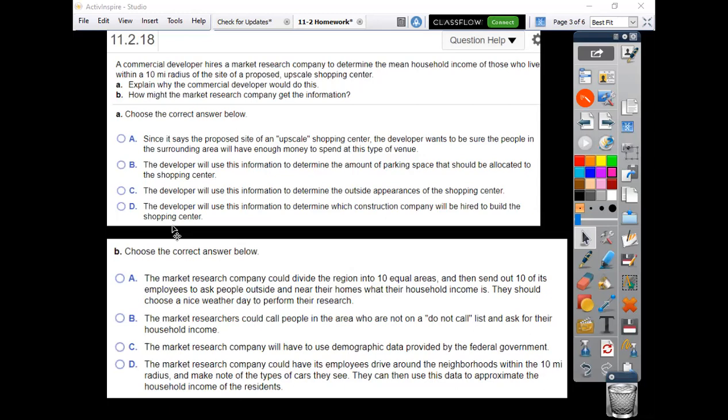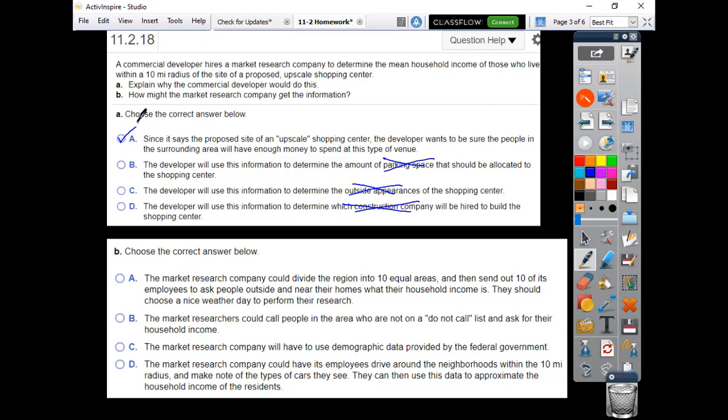It says, since the proposed site is upscale, the developer wants to be sure people in the surrounding area will have enough money. That sounds pretty good. The developer will use this information to determine the amount of parking. I don't think it's parking space. The developer will use this information to determine the outside appearance. I don't think so, they already decided it's upscale. So the developer will use the information to determine what company will be hired. Now, they're just looking to see if it's going to be upscale shopping. Is there enough money in the area to support it?